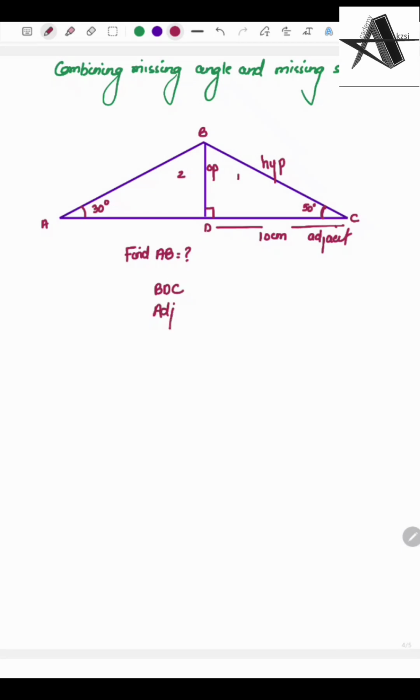And what do we have to calculate? We have to calculate opposite, BD. So that means opposite. So what will I apply? Tan theta. So tan 50 degrees will give me opposite over adjacent. Type tan in brackets, write 50, and you will get 1.19 as the answer. So 1.19 equals opposite over adjacent.